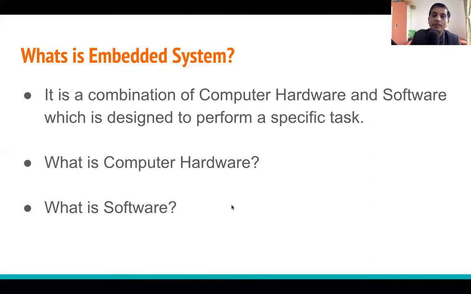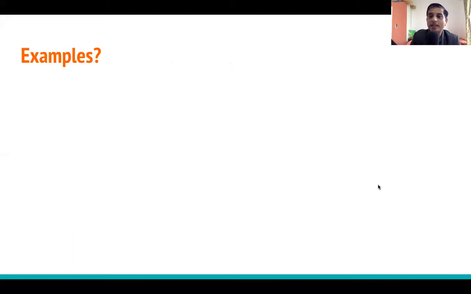So can anybody tell me what the examples are? Yes, there are lots of examples I am receiving. Rohini says printer. Yes, printer, web camera, these examples I have given. Washing machine, Vedangi says washing machine, automatic washing machine, GPS, digital camera, mobiles.